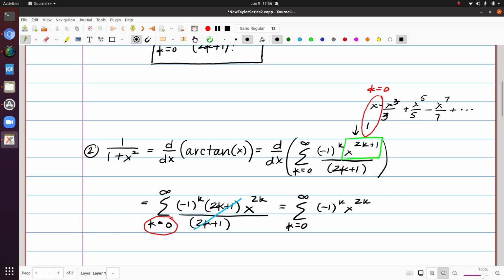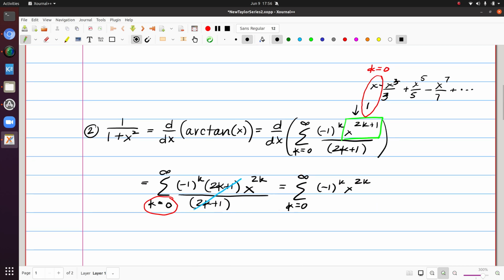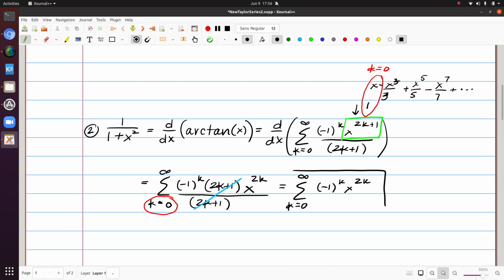That's my final answer here. And I'll also point out that that's not the only way we could have come to this conclusion. You could also have used the 1 over 1 minus x function, because this is 1 over 1 minus negative x squared. So we could have used function composition to get to this same point.